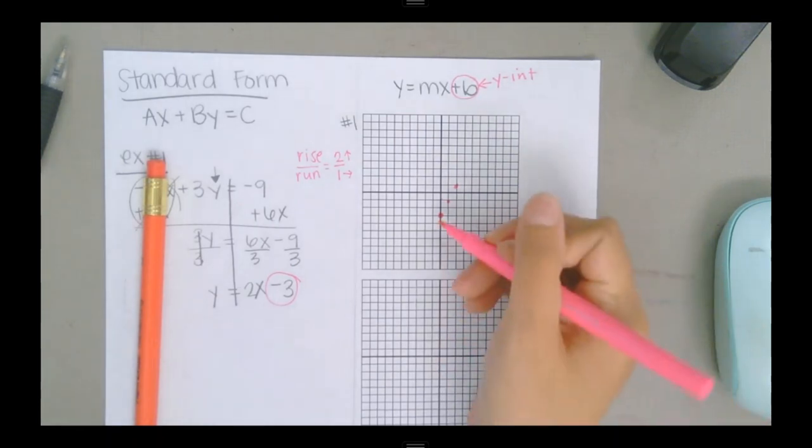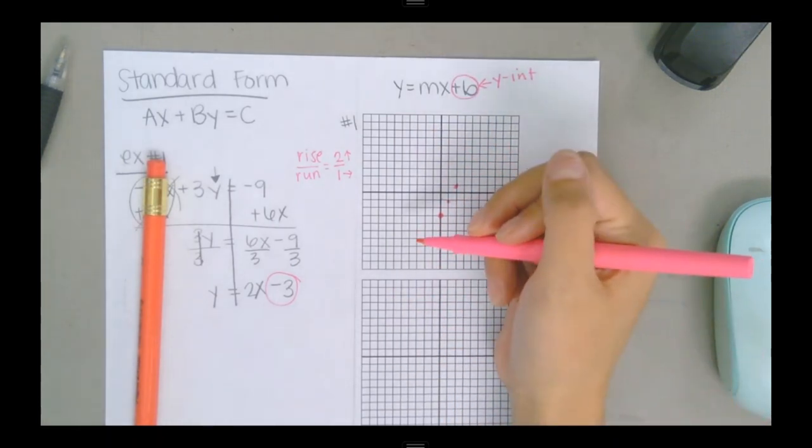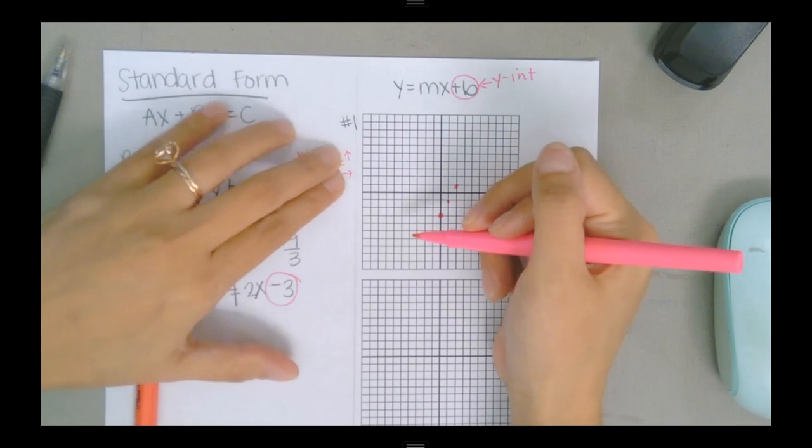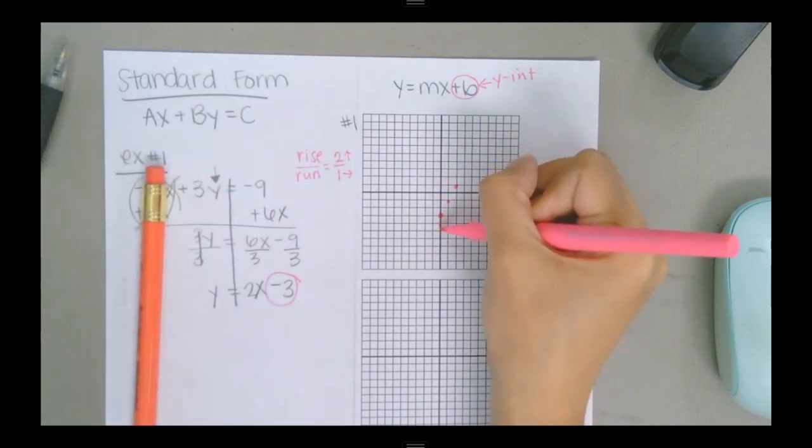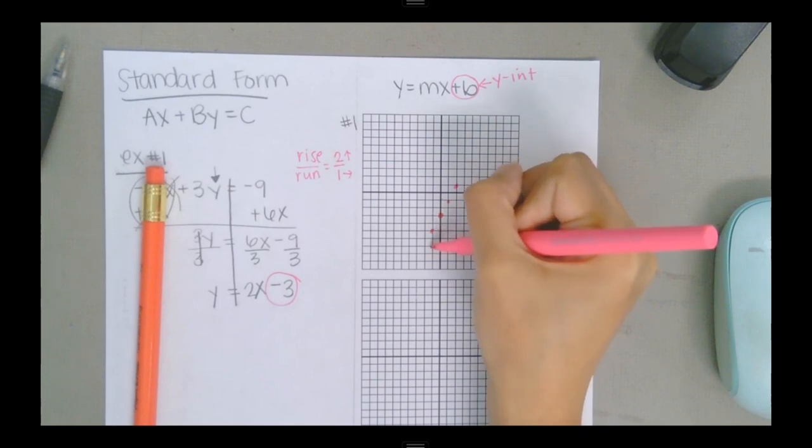I'm also going to go in the opposite direction, and when we go in the opposite direction, we do the opposite. So instead of going up 2, I would go down 2, and instead of right 1, I would go left 1.